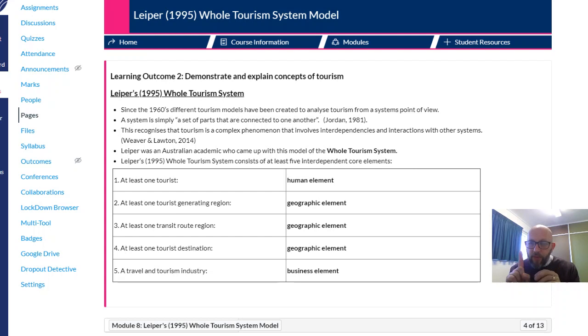If you've got all of them, if you've got one person who's leaving one place, going via a place, and arriving at another place, and you have to go via a place, okay? Even if it's one long straight road, that's the transit route. What he says then is essentially you have the travel industry, okay? You might not have the tourism industry, but you certainly have the travel industry, because someone is traveling from one place to another place.